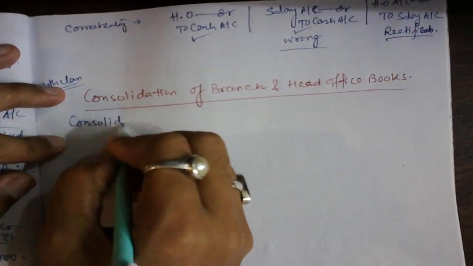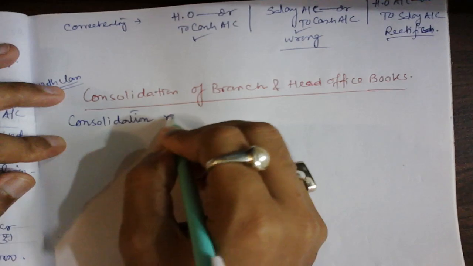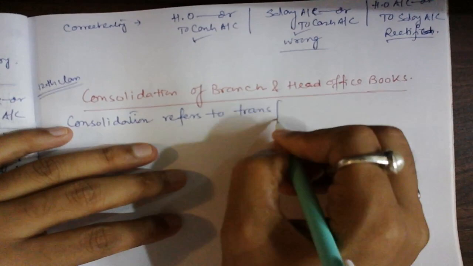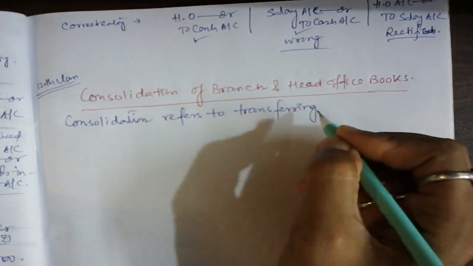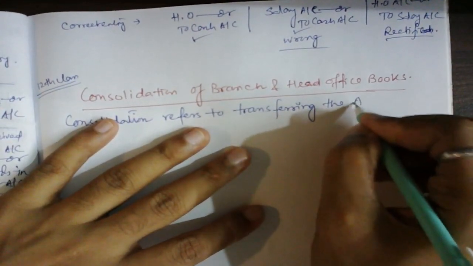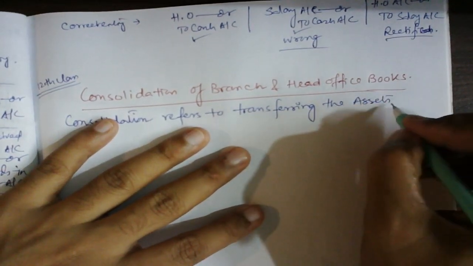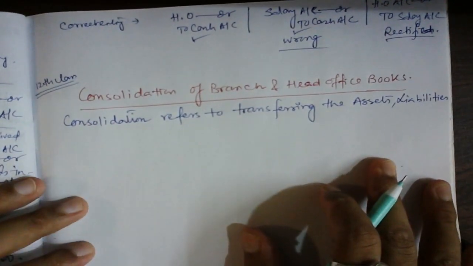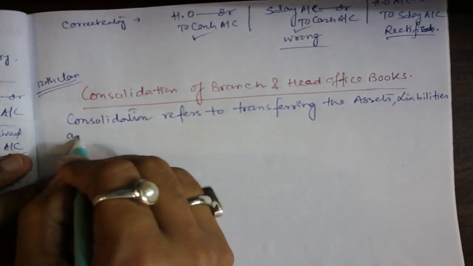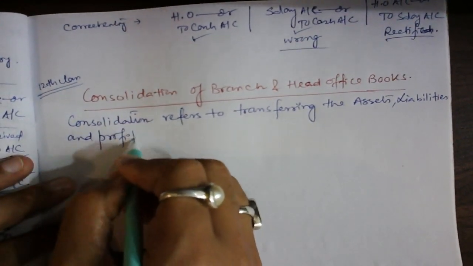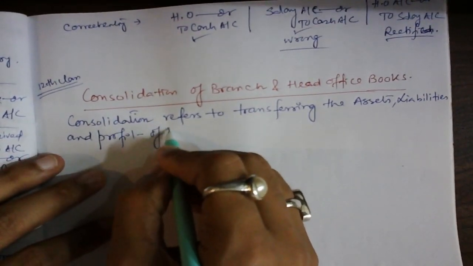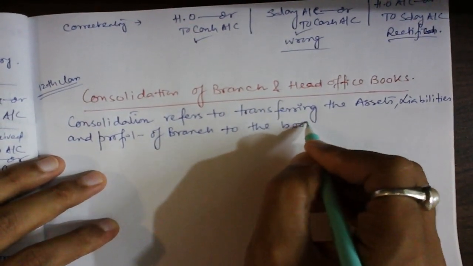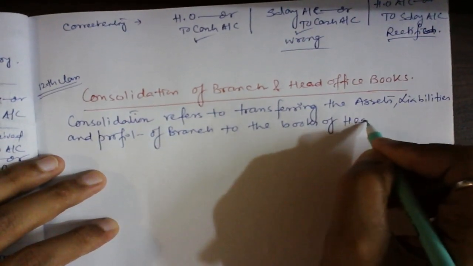Consolidation refers to transferring the assets, liabilities, and profit of the branch to the books of the head office.